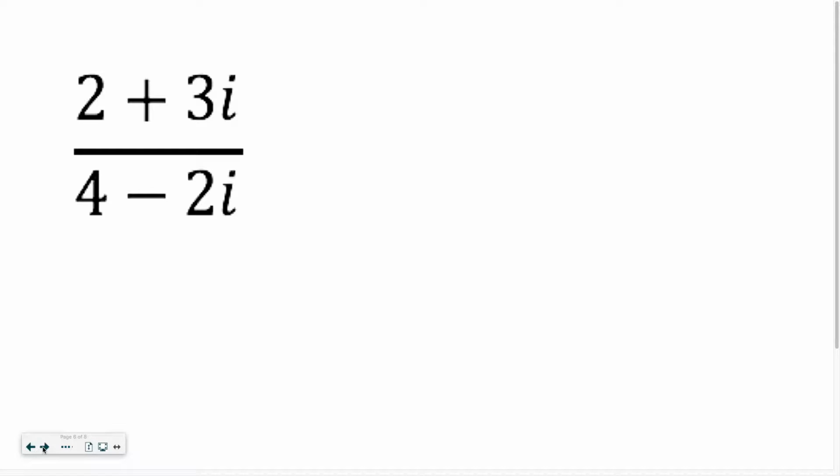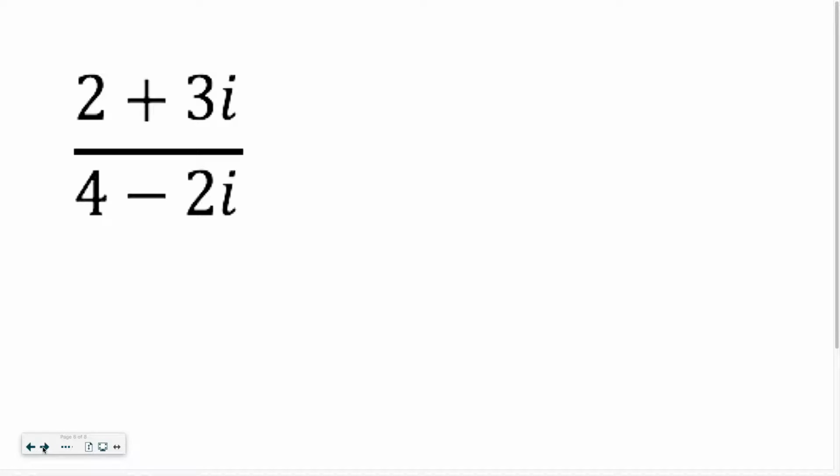So we'll do this example: 2 plus 3i over 4 minus 2i. Remember, do some practice with this so you don't get confused. You're not really dividing. You're just looking at that and saying, no i's can be left in my denominator. So we're going to focus on the denominator, 4 minus 2i. To get rid of i, we're going to multiply by its complex conjugate.